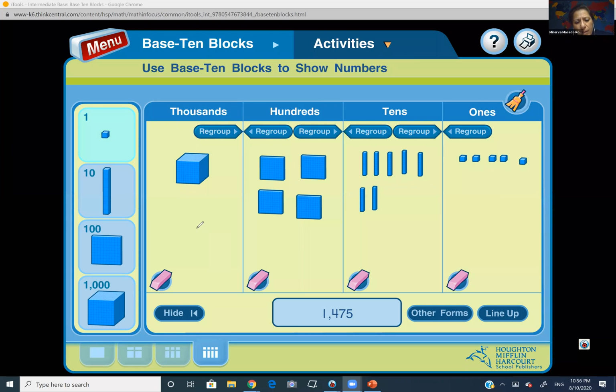So if you notice, we have here 1,000, we have 400, 7 tens, and 5 ones, which makes 1,475. Now this is what we call the standard form. So let's put here standard, because it's going to be the standard form.